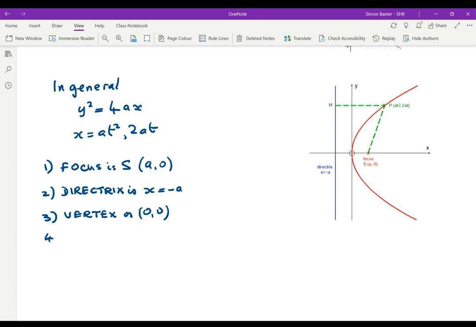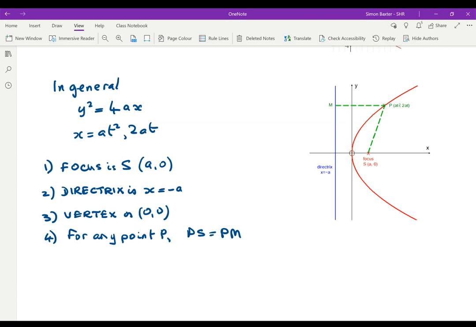Now, the rather special property of a parabola is that if we take any point on the parabola at all, the distance from P to the focus, PS, is equal to the distance from P straight to the directrix, in other words, at 90 degrees, the distance PM. Now that is a special property of parabolas. So for any point P, PS equals PM. Well, let's prove that.